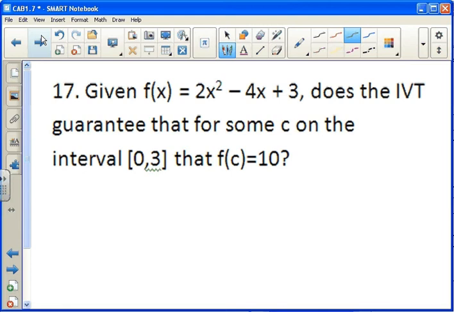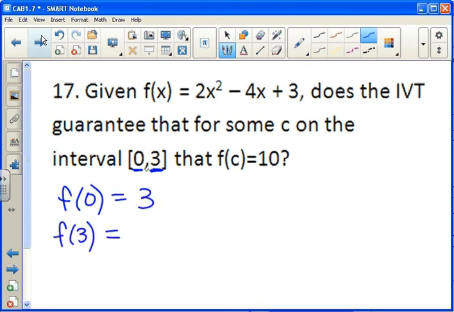So next we need to test out our f of a and our f of b. In other words, plug in our 2 points from our interval. So if we plug in 0, we're going to get 3. And if we plug in 3, we're going to get, let's see, 18 minus 12 plus 3. I think that's 9, if I'm not mistaken.